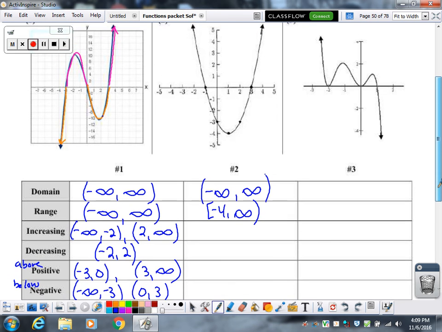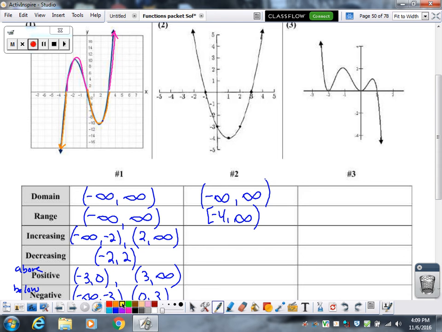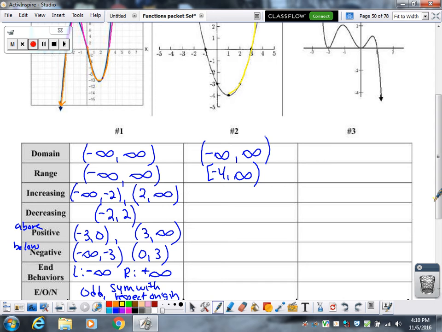At what interval is this parabola increasing? It is increasing, again, remember, going from left to right using the x values, from +1 to infinity. And it's decreasing on the other interval, from -infinity up to 1. It's decreasing from the left.